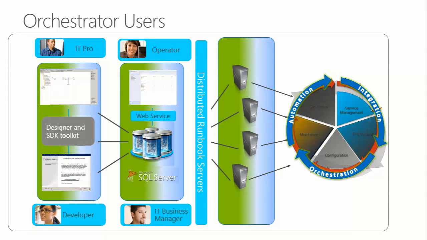We have operators, so if you start to get a lot of success with Orchestrator, you'll start to notice you end up with a lot of runbooks. You could end up with 50, 100, 1,000. And so we have an operator view. We have a web-based console that allows you as an operator to figure out what's going on inside your environment and take action as you need.